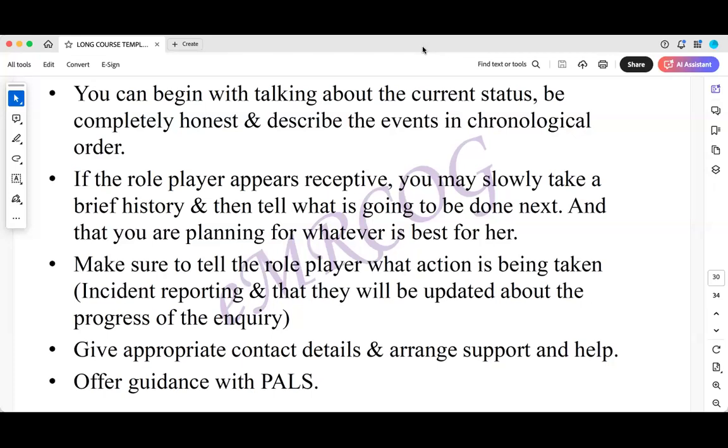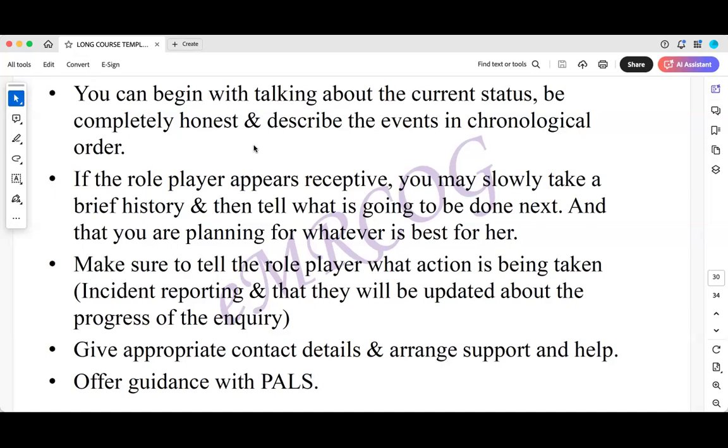You are trying to show respect, sympathy and empathy to the role player. You are trying to be quite calm, and you explain yourself and the situation. They have all the right to be frustrated, they have all the right to feel down, they have all the right to be angry, okay? So show this understanding.